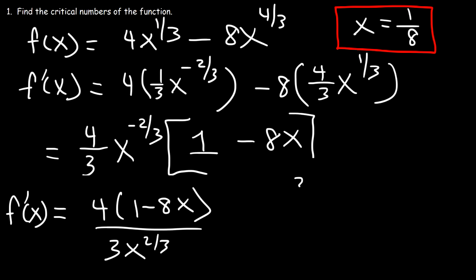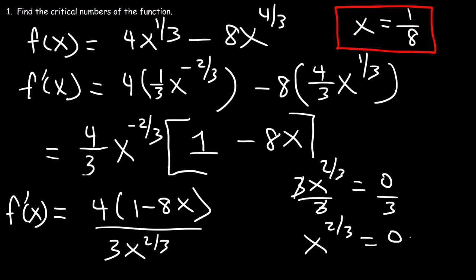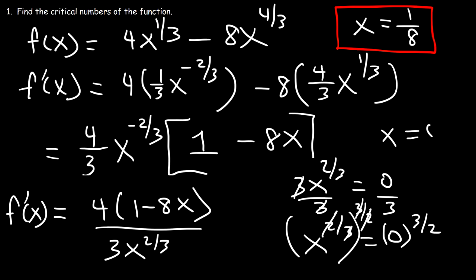So let's set the denominator equal to 0. If we divide both sides by 3, 0 divided by 3 is still 0. And so we can clearly see that x has to be 0. If you raise both sides to the 3 over 2, 0 raised to the 3 over 2 is 0. And here the 2's will cancel, the 3's will cancel, so x is equal to 0. So there's two critical numbers for this particular problem, 0 and 1 divided by 8.